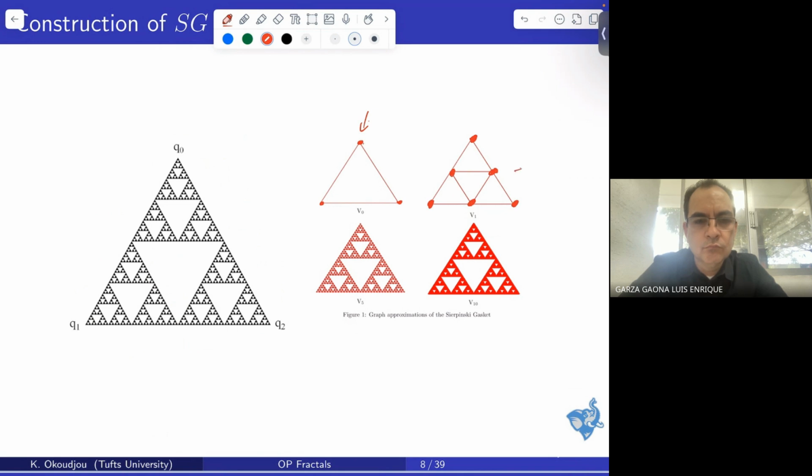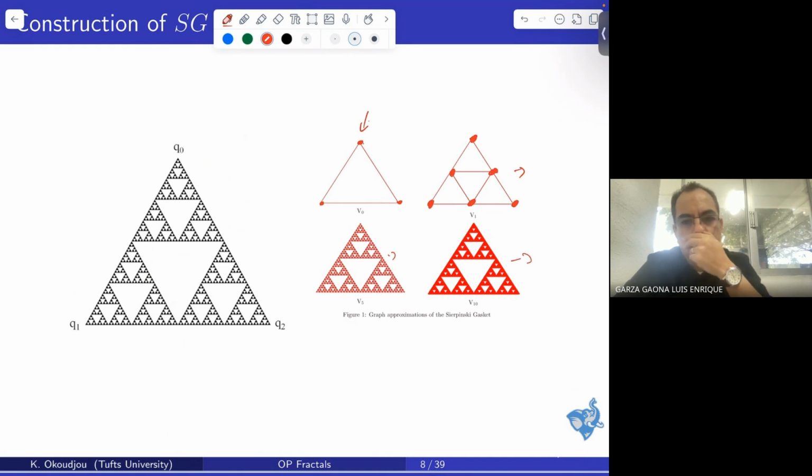So this is after step 1. This is applying the same thing for step 5. And this is after 10 steps. After 10 steps, you can't see the points in the graph anymore. This is converging very fast to the fractal that's called the Sierpinski gasket. So that's the geometric construction of the gasket.